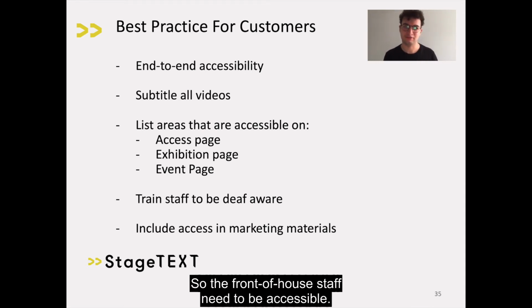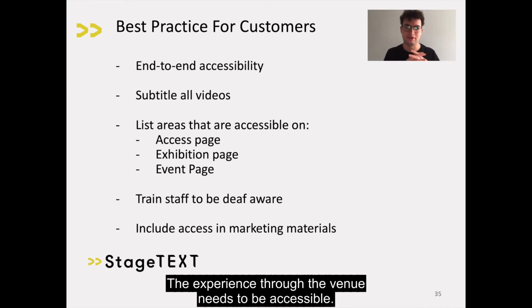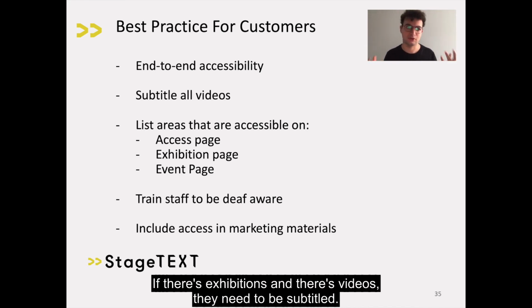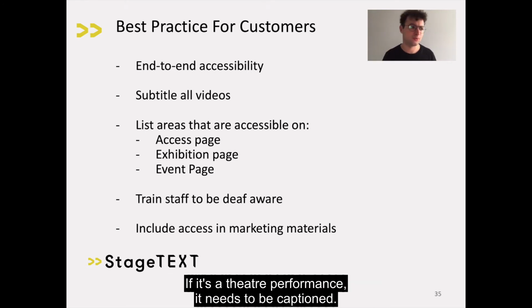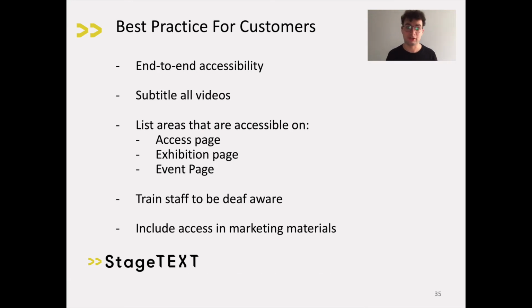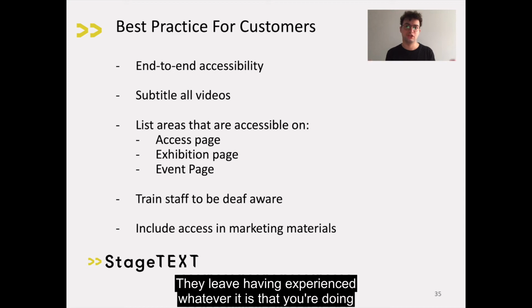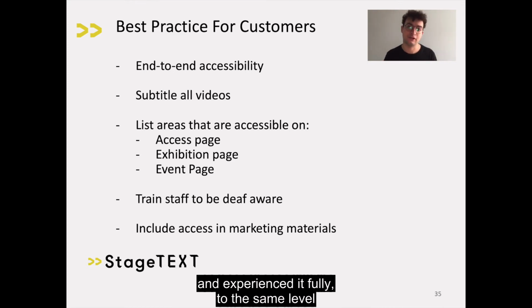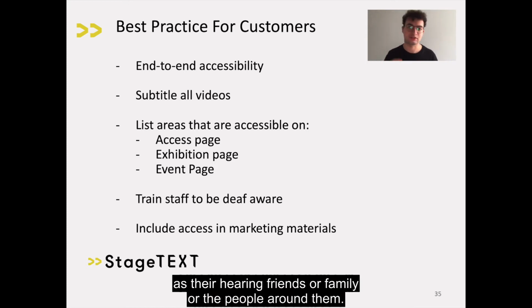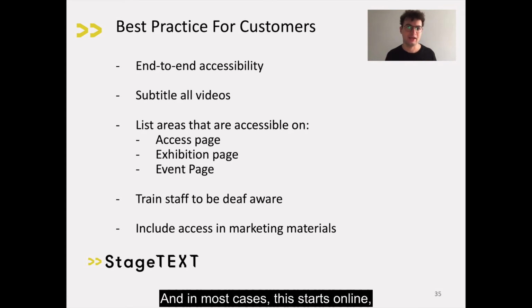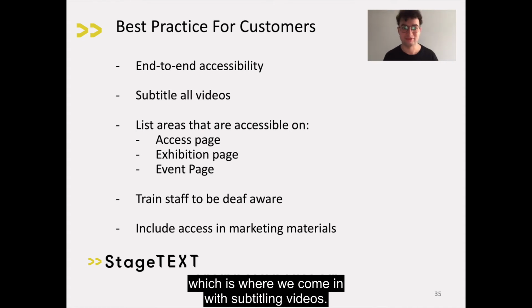So the front of house staff need to be accessible. The experience through the venue needs to be accessible. If there's exhibitions and there's videos, it needs to be subtitled. If it's a theatre performance, it needs to be captioned. And then when they leave, they leave having been included. They leave having experienced whatever it is that you're doing and experience it fully to the same level as their hearing friends or family or the people around them. And this is what we mean by end-to-end accessibility. And in most cases, this starts online, which is where we come in with subtitling videos.